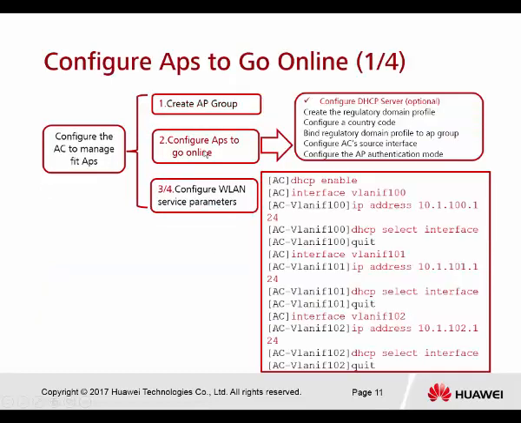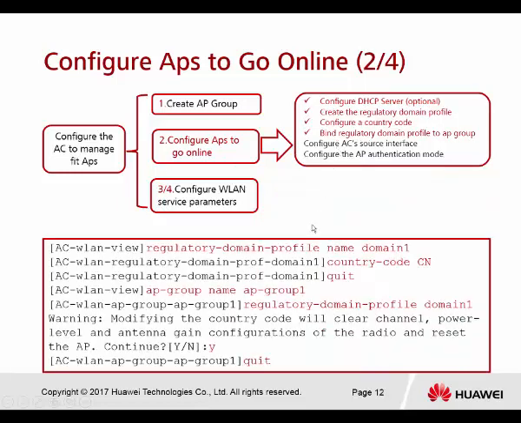Now we are entering step number 2. We have to configure the DHCP because we want to enable the DHCP server on the controller. This is the place you have to go. Return to the system view and use dhcp enable, so my controller becomes the server. Now I go to interface VLAN 100, assign the IP address, and put dhcp select interface. Then follow the same way on interface VLAN 101 and also 102. Now we have configured the DHCP and the IP address on all the interfaces.